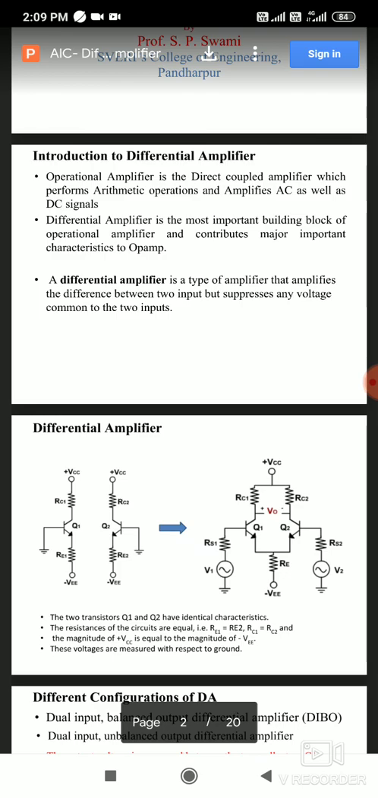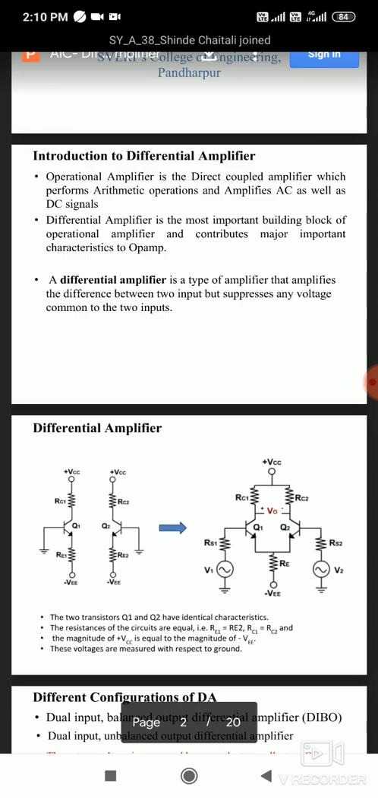A differential amplifier is a DC coupled amplifier which amplifies the difference between two input signals.